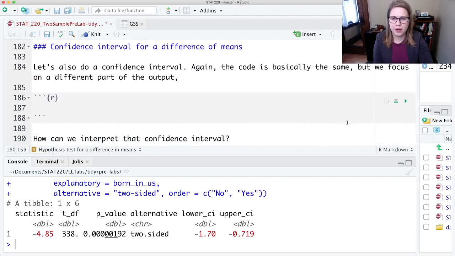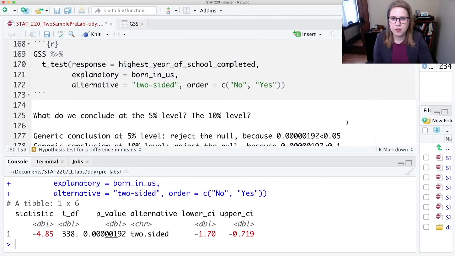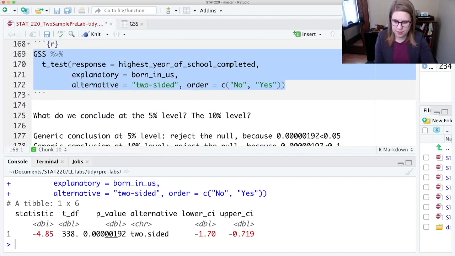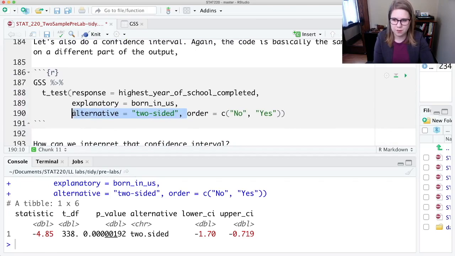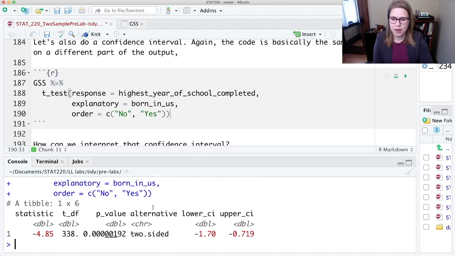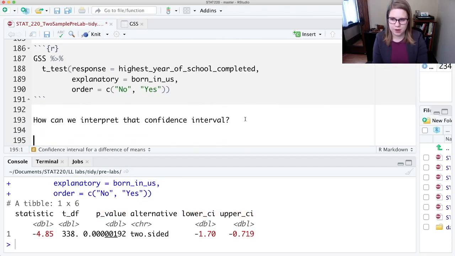We also could do a confidence interval, and again, the code is basically the same. So I'm going to copy this code up from up here, put it down here. I'm going to take out that alternative part because I don't really need it. It wouldn't really complain, but I can take it out and hit play. And now instead of focusing on the p-value, we're going to focus on the upper CI and lower CI. And so now how can we interpret that confidence interval? You could think about this for a second and then come back and see if you agree with my sentence.